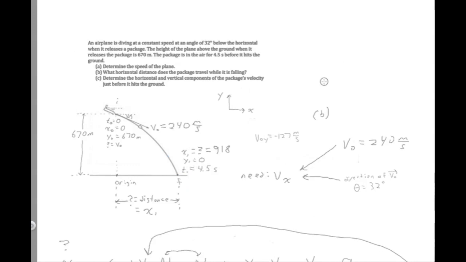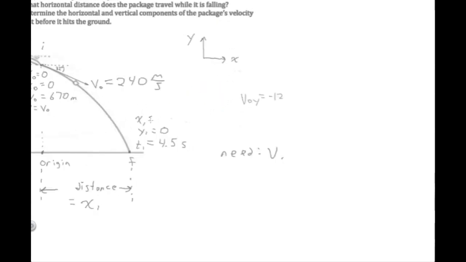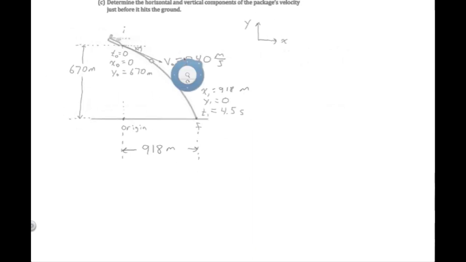Now we're not done. We have to move on to part C. So this is no longer the question. Now we know that distance, 918 meters. That's no longer the question. We can just say that we know that x1 is 918 meters. Obviously, this is not the question. This was the old question from part A. We figured that out a while ago.